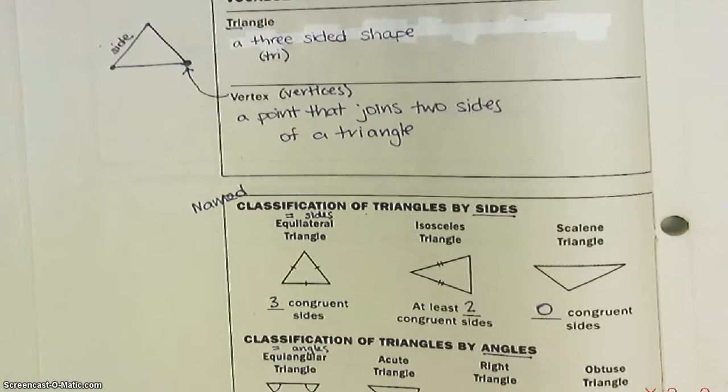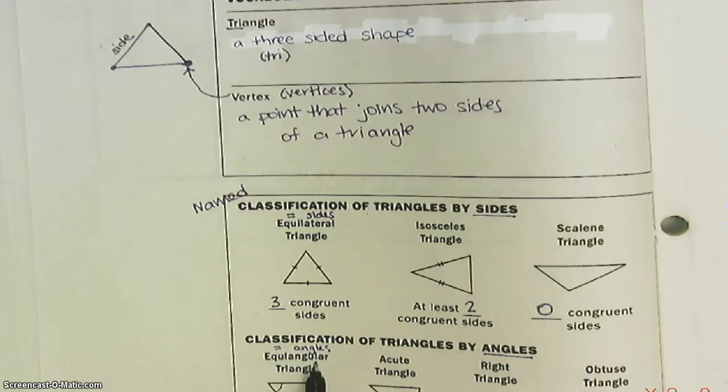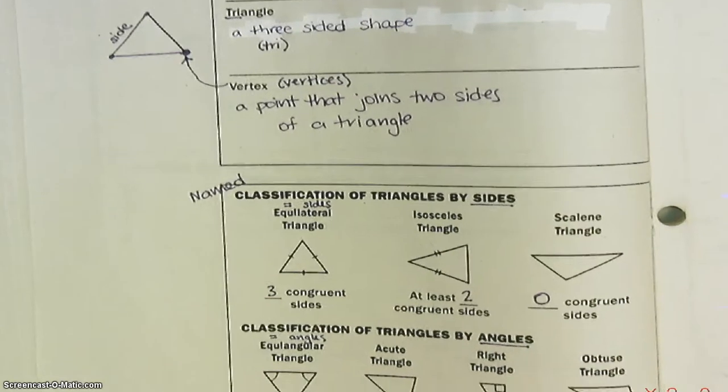Now we're going to talk about angles. So if we want to talk about sides, these are the words we use. If we want to talk about angles, these are the words we use. Equiangular means equal angles. Then we have acute, right, and obtuse.